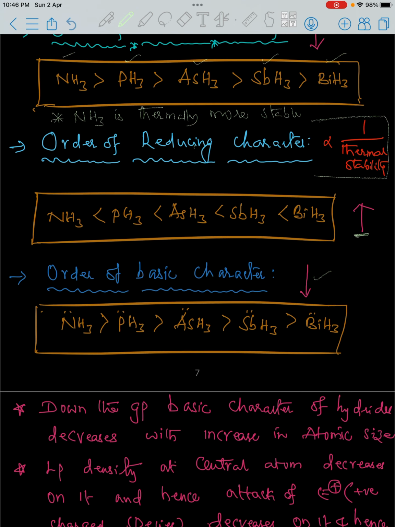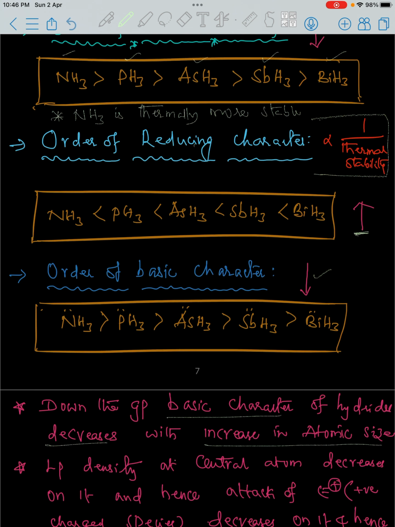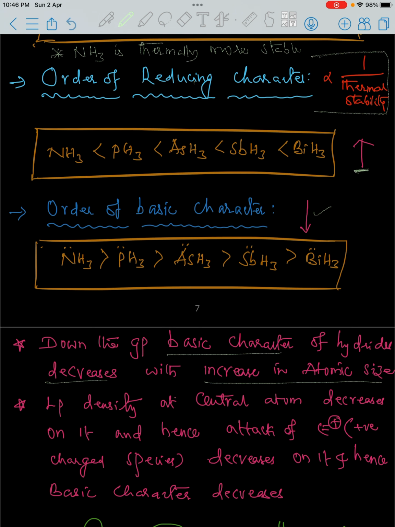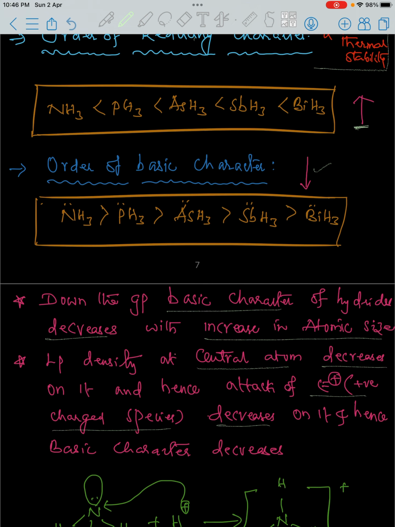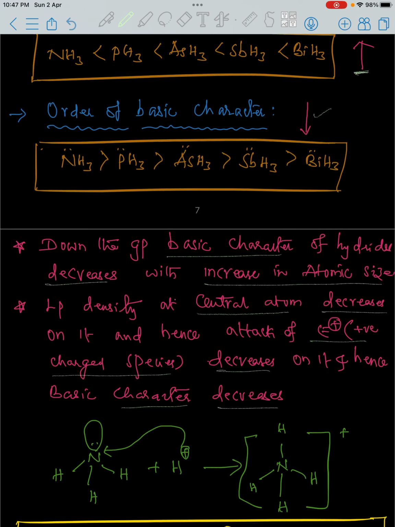So down the group, basic character of hydrides decreases with increase in the atomic size. And here lone pair density at central atom decreases, and hence attack of electrophile, which is nothing but positively charged species, decreases. Then basic character decreases. This is the reason why basic character decreases down the group.